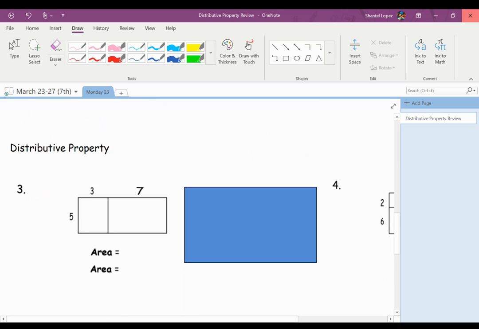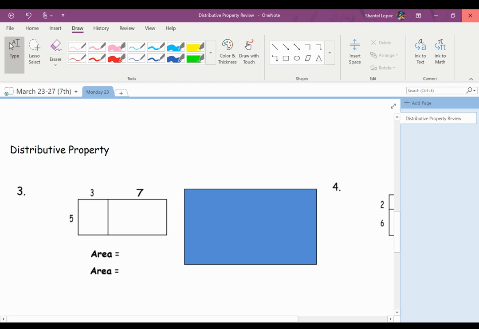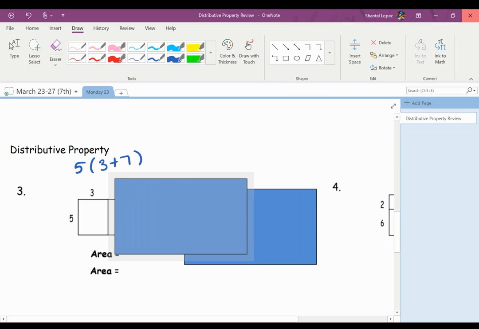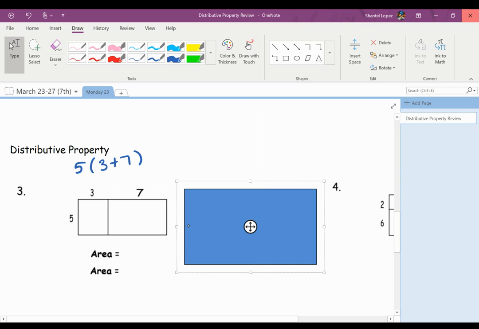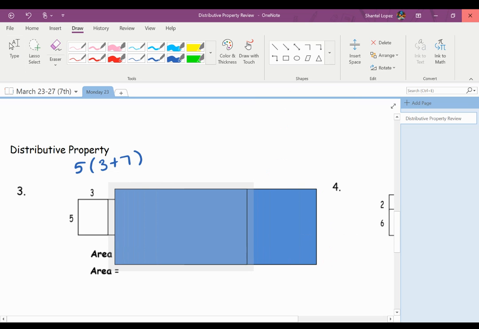Well, we know that the distributive property has parentheses, right? So this problem could be rewritten as 5 times (3 plus 7). Now I've decided that my rectangle's width is going to be 5, this length is going to be 3, and this length is going to be 7. So let's cover part of this up. There we go. So I know that 5 times 3 is 15.